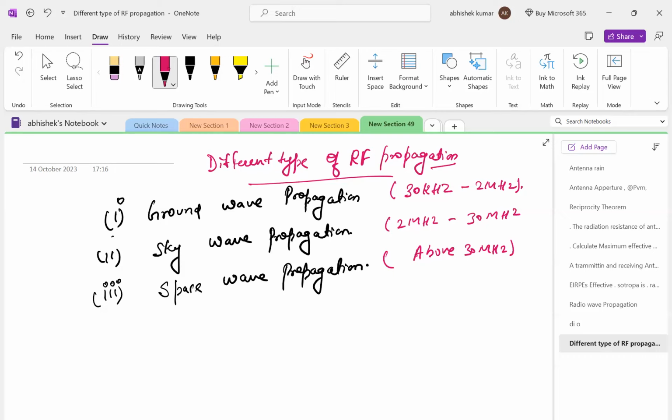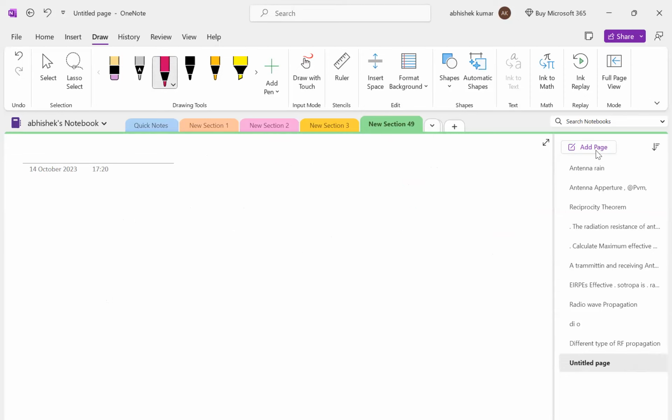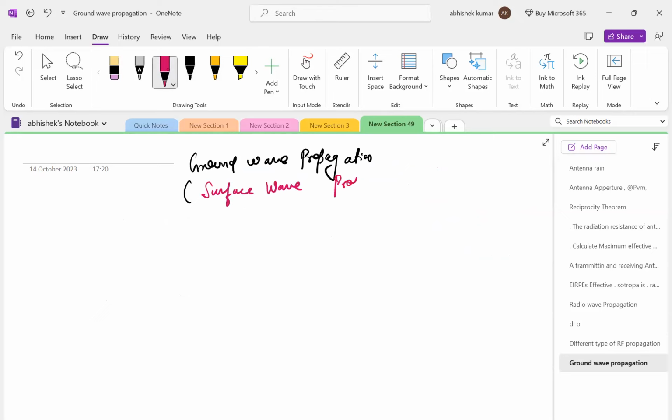In ground wave propagation, what happens? It is also known as surface wave propagation. Ground wave is an electromagnetic wave that is guided along the surface of the earth.